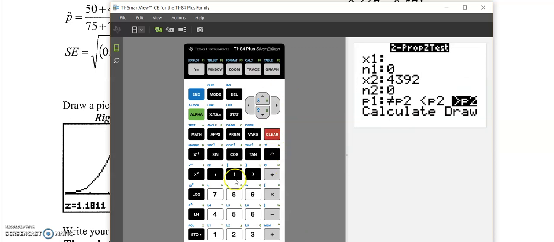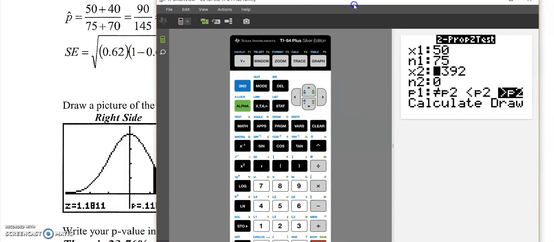So the first fraction was 50, so x1 is 50. Enter. N1 is 75. Enter. And then the second fraction is 40, so x2 is 40. N2 is 75. Oh, sorry, 70. And then we're going to choose not equal to.